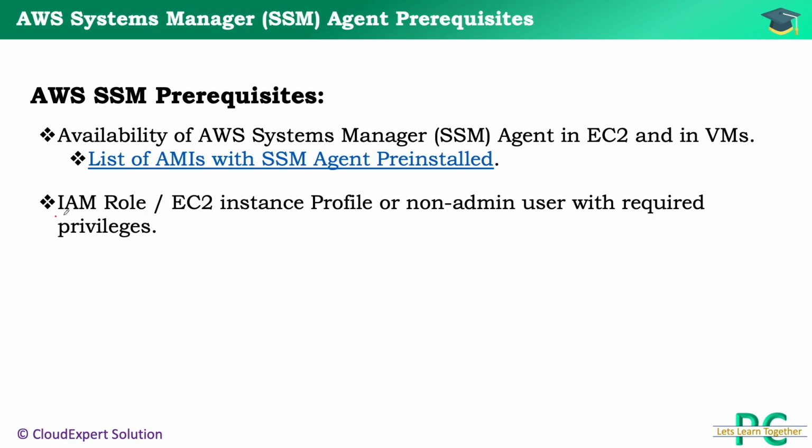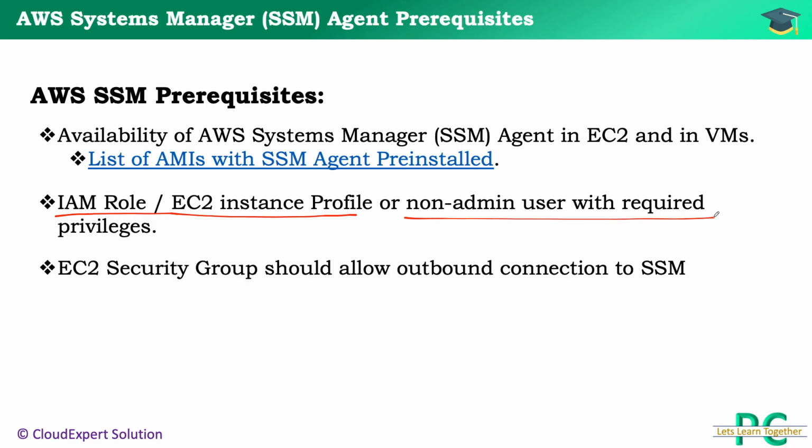Next, you need an IAM role that has to be assigned to the EC2 instance profile, or a non-admin IAM user, that is for your on-premise virtual machines or even virtual machines in another cloud provider. As AWS maintains a zero trust policy, unless you explicitly assign permissions, no services will be able to communicate with each other. And last but not least, EC2 security groups should allow outbound connection to SSM.